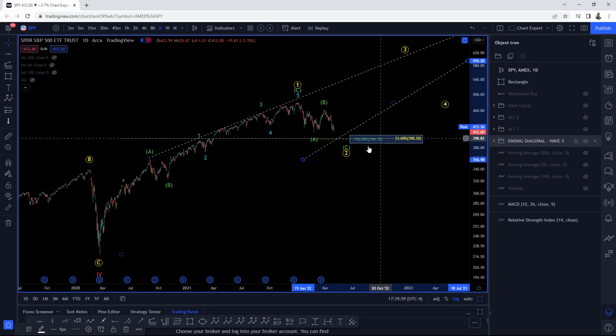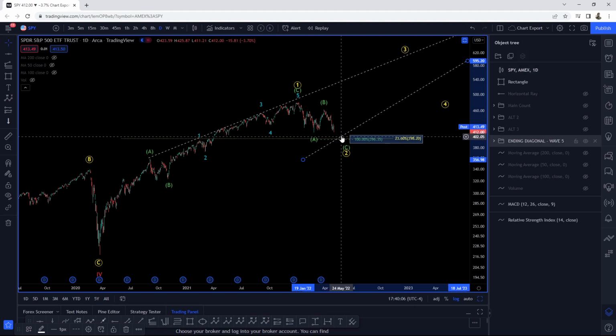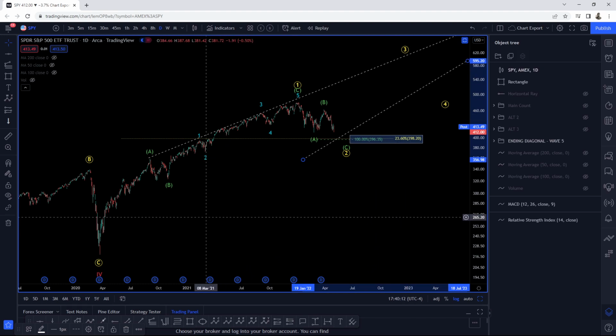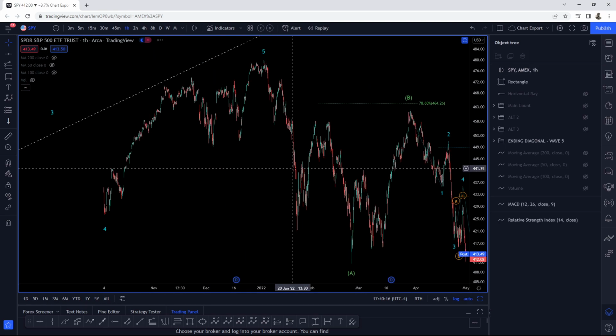But if we do manage to hold this zone, it's game on, May. We may likely start seeing a reversal, or we may just hover around here into the end of May, June, and then in June we start our next leg higher into the new year. All right, guys, let me take you down to the 1 hour time frame and let's take a quick look.